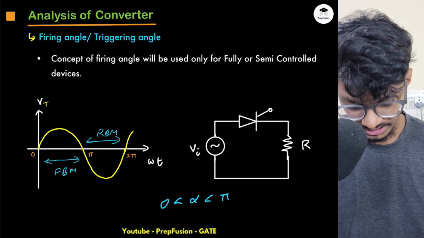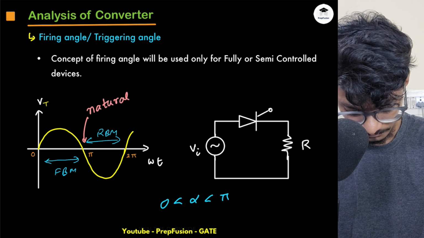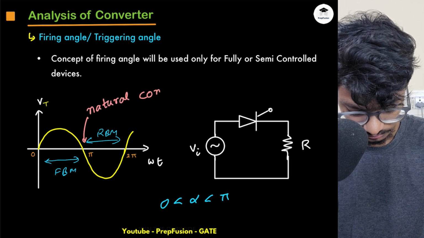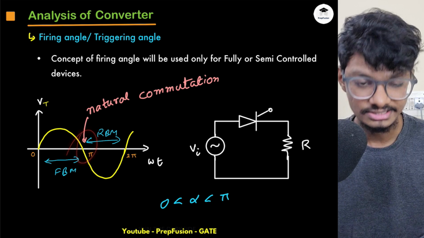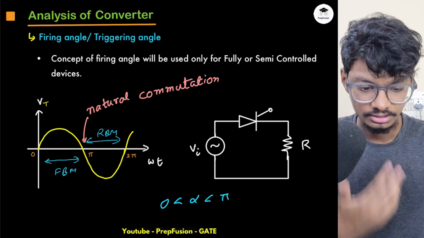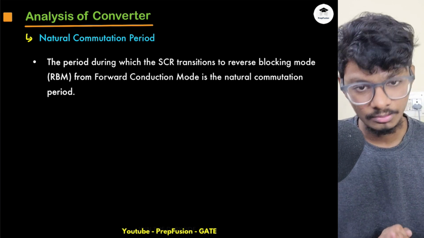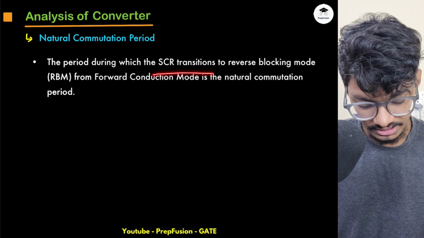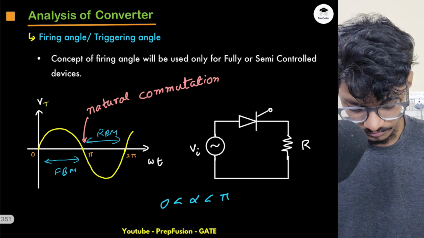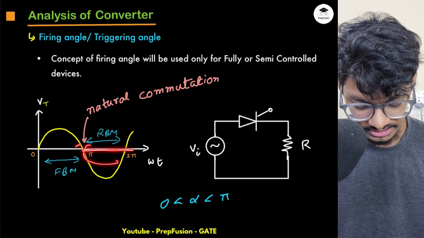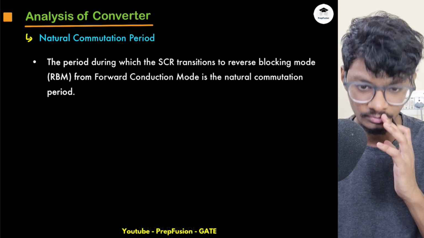Because after this angle pi, natural commutation is happening. So obviously the thyristor will get turned off after this. I don't have any control over this. Now next is natural commutation period. What is natural commutation period? The period during which my SCR transitions to reverse blocking mode from forward conduction mode. So if the SCR was on here, just after this it is in reverse blocking mode. The period for which the SCR remains in reverse blocking mode is known as the natural commutation period.